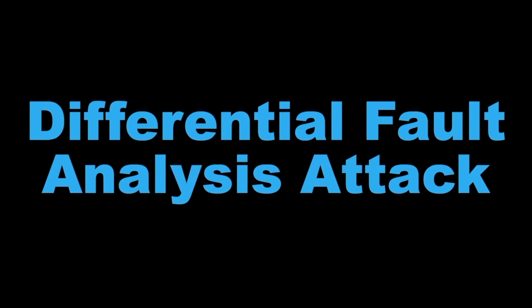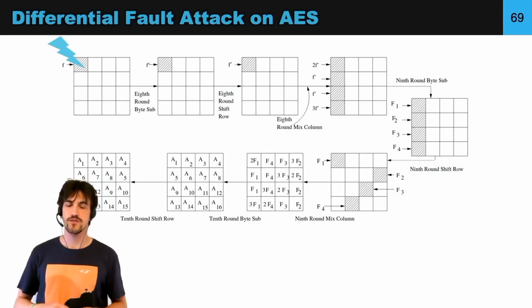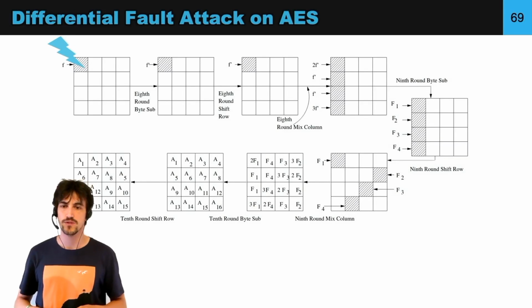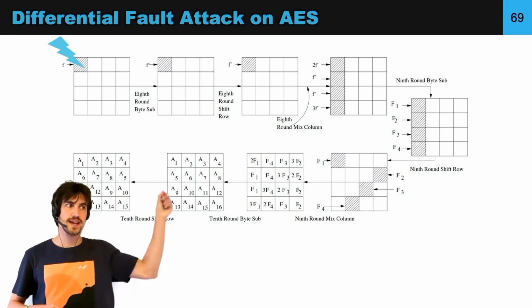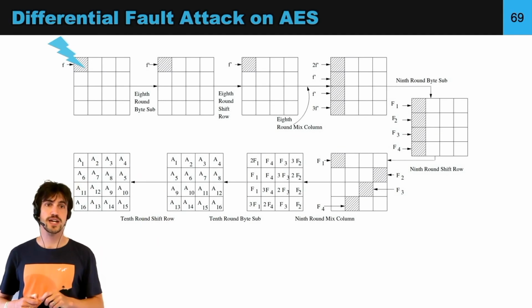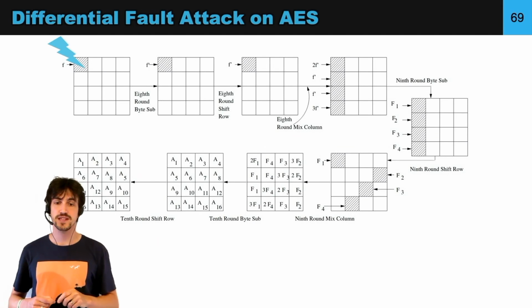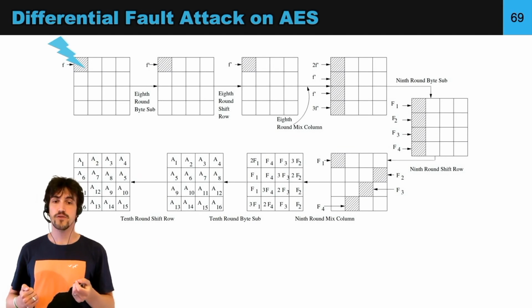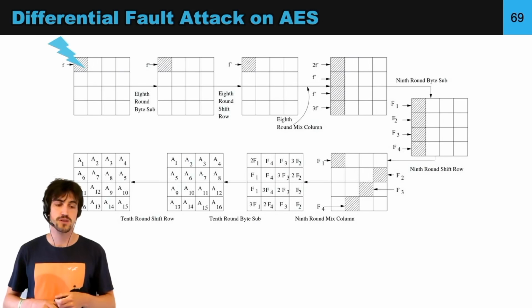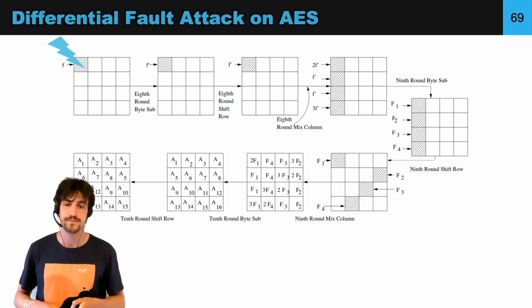So that works like this. You inject a single byte fault into the 8th round of AES, into the state, and then that will propagate, and through some mathematical operations, you can recover the complete AES key from only one correct and one faulty encryption or decryption of the same input.